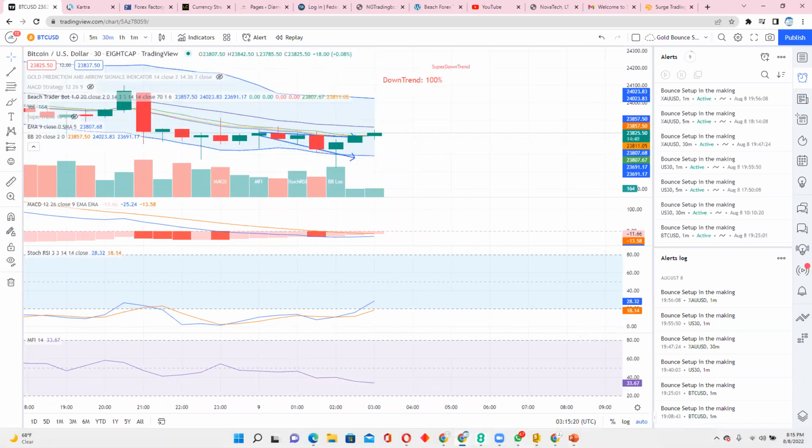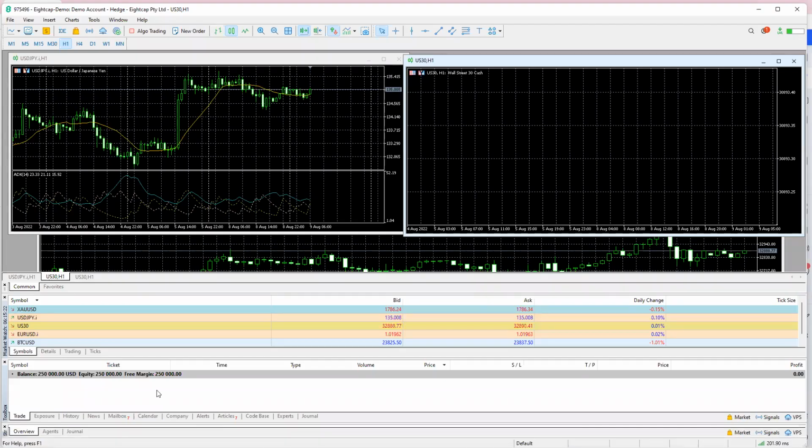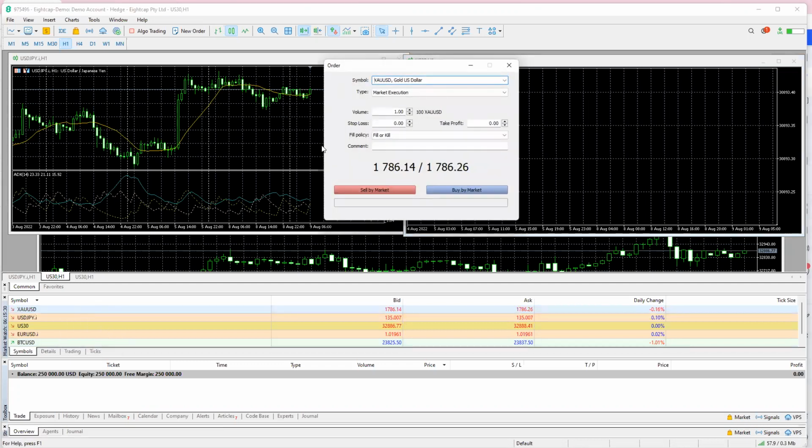Okay, let's go back to the Acap. Now, to take a trade on Acap, all you're going to do is click on which market you want to trade. So let's say you have gold USD. You're going to click this twice. This is going to pop up for you.